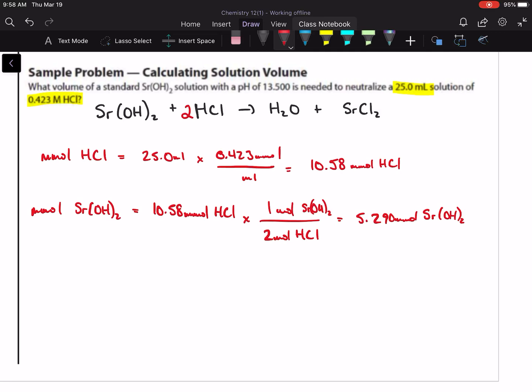Next, we're given the pH, and so the pH is going to allow us to determine the hydroxide ion concentration in the solution. If I want to figure out the hydroxide ion concentration, that's going to be 10 to the negative pOH. Okay, and so that's going to be 10 to the power of negative 0.500. Right, that's the pOH, not the pH. So 14 minus 13.500 is where that's coming from. A reminder that the pOH is 14 minus the pH for 25 degrees Celsius. Okay, so that works out to being 0.3162 molar hydroxide ion concentration.